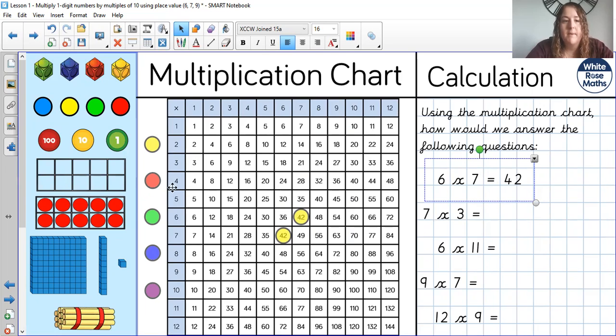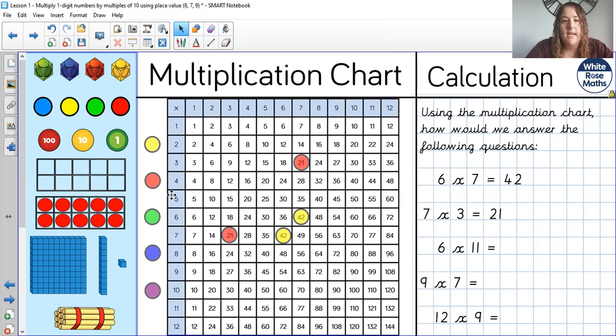Okay, 7 times 3, I'm going to use a different colour. I can go to the 7 along the top and down or along 3 to the side, give me the answer of 21, or I could do 3 along the top all the way down, 7 still gives me that answer of 21. 6 times 11, using a different colour again, I can go to 6 along the top and go down until I reach the 11, 66, or I could do 11 along the top and go down 6, still giving me the answer of 66.